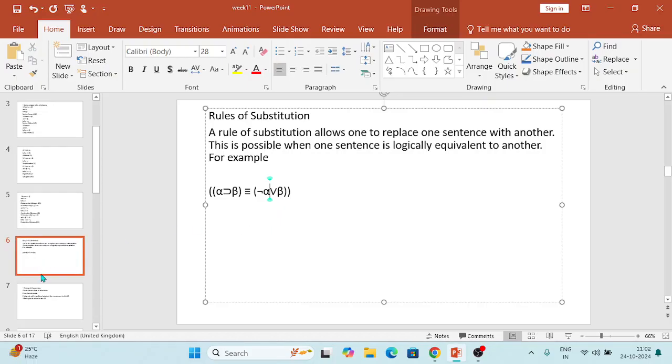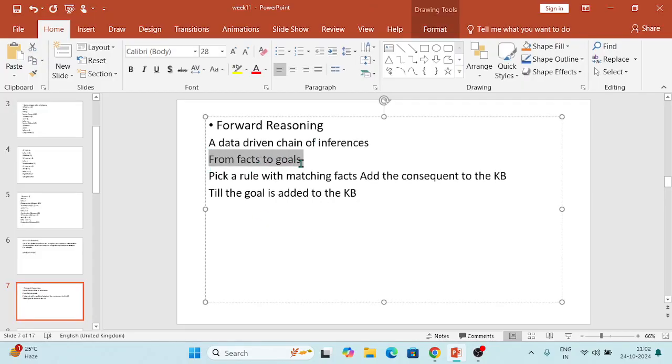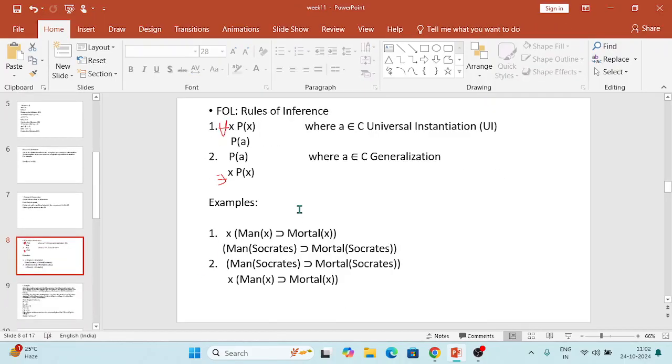And first we'll see about forward reasoning. Forward reasoning means from facts to goals. Pick a rule with matching facts and add the consequent to the KB till the goal is added to the KB. That is forward reasoning. This is called a data driven chain of inferences, and we'll see one example.